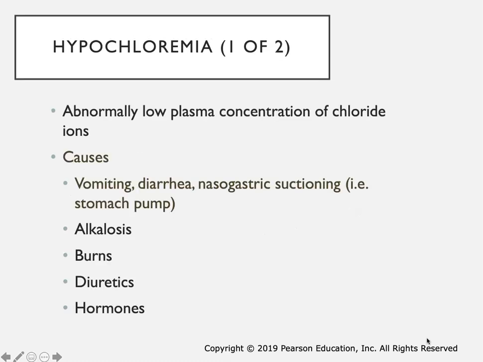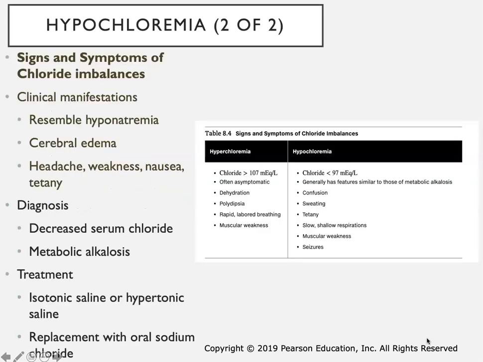Now, if we're talking about too little chloride, some of the causes are vomiting, diarrhea, and also nasogastric suctioning, like a stomach pump. If you had to get your stomach pumped because of ingesting some toxin, it can actually lead to hypochloremia as well. Also alkalosis, burns, diuretics, and imbalances of certain hormones can lead to changes in chloride. Okay, just to finish off with chloride here.